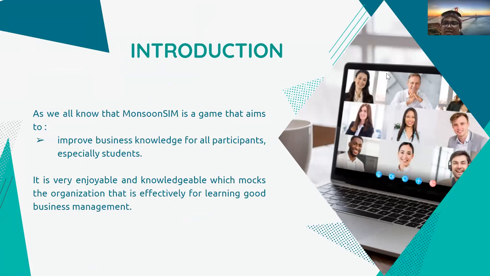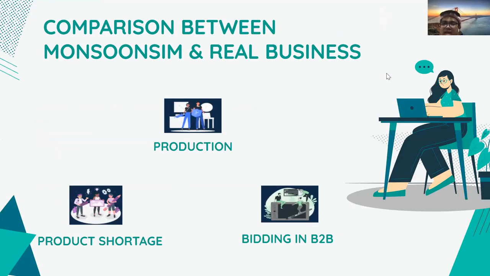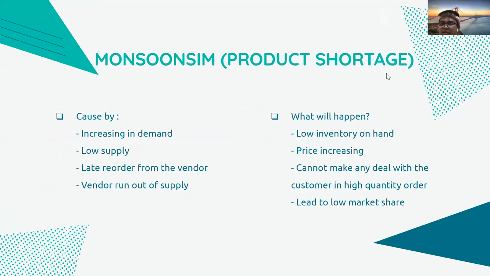As we all know, MonsoonSIM is a game that aims to improve business knowledge for all participants, especially students, and is very enjoyable and knowledgeable, which mocks the organization that is effective for learning good business management. And let's move to the content. Honeycomb comes up with 3 interesting ideas, including production, product shortage, and bidding in B2B. So let's get started to know our MonsoonSIM ideas in detail.